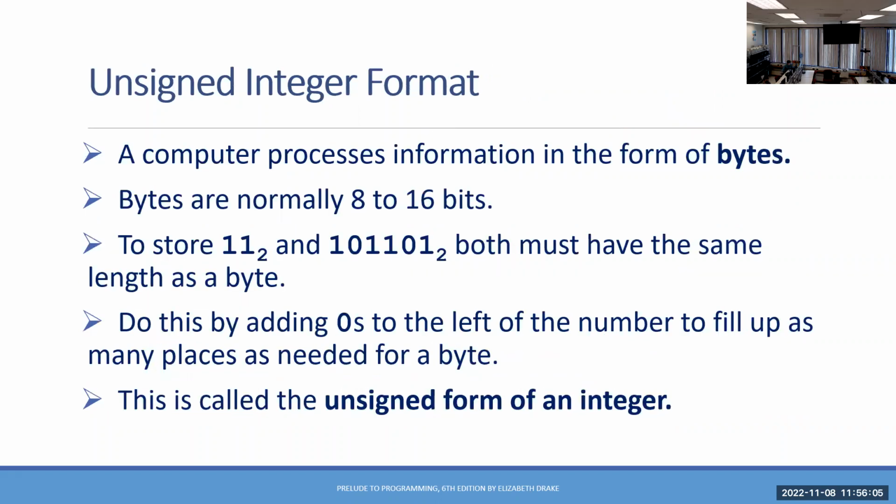Now, in order to use integers in the computer, you have some formats here. The first one is the unsigned integer format. The computer processes information in bytes, and bytes are normally stored as 8 bits, right? A byte is 8 bits here. So basically, if you want to store 1 in binary, or if you want to store 1 0 0 0 0 1 in binary, you have the same length of a byte, because it only processes bytes here.